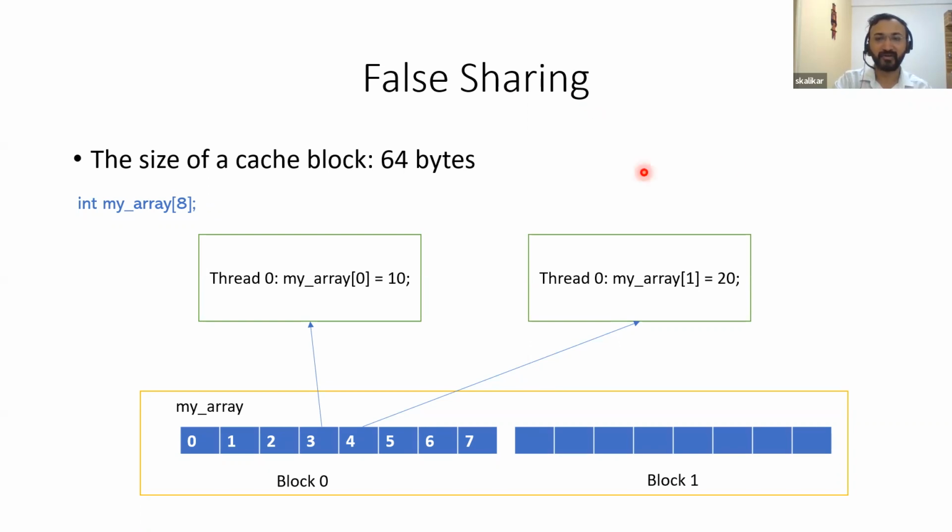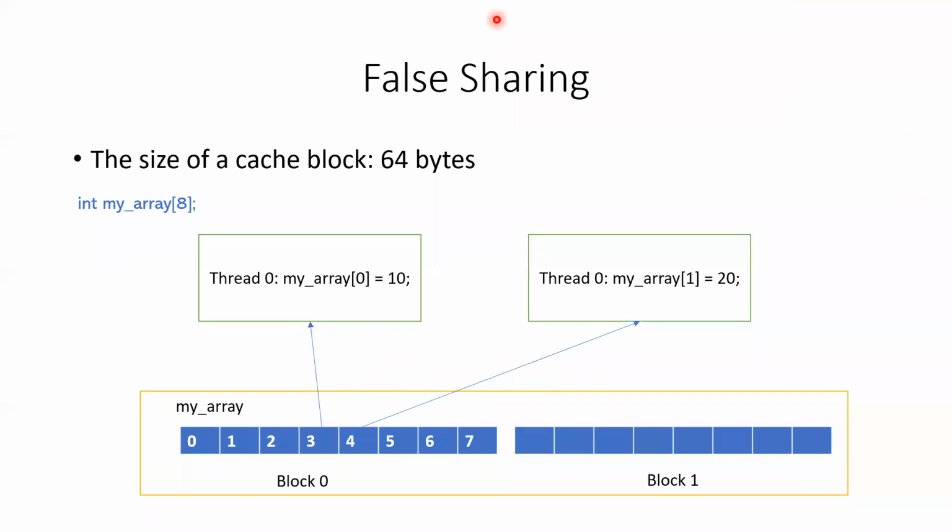So any solution for avoiding such things? Maybe you can just place the two variables 64 bytes apart, right? That would guarantee basically separate cache lines. Correct. This thing is called padding.